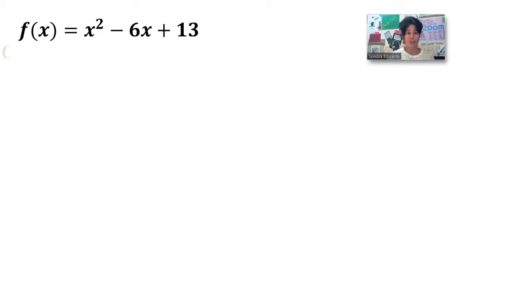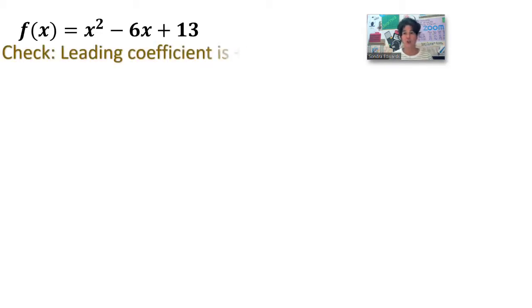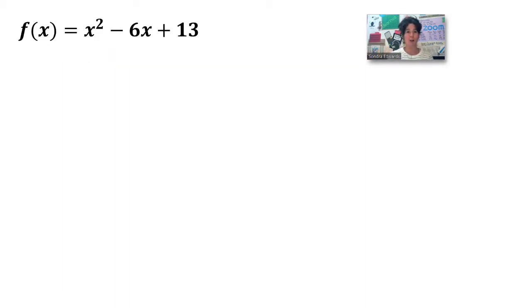So the first thing we want to do is check to make sure that the leading coefficient is 1. You cannot complete the square if the leading coefficient is not 1. All right, so notice up here, this is 1x squared. So now that we've verified the leading coefficient is 1, we can move on.